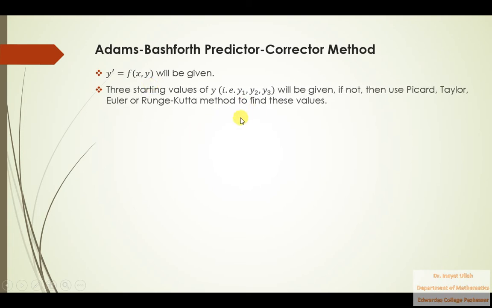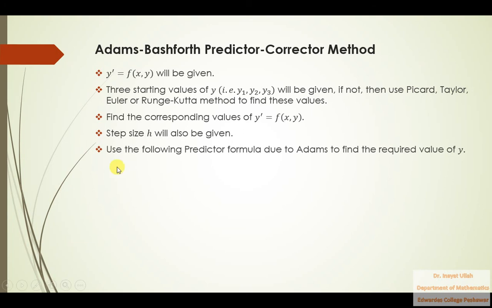The starting values of y will be given to you, which is already discussed in the previous lecture. If these values of y are not given, we need to find these values of y by any of these techniques. Third, we need to find the corresponding values of the differential equation, the function of x, y, and the step size will also be given to you. And the most important is the formula, the predictor formula due to Adams.